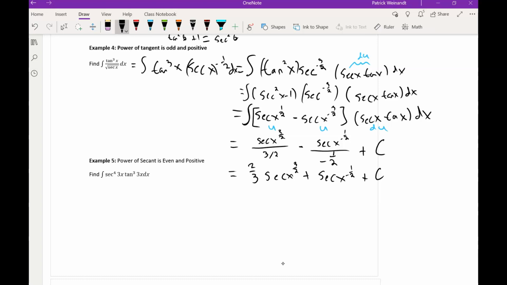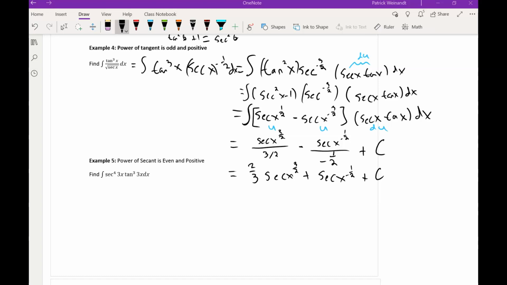Example 5, the power of secant is even and positive. Now, hold on. Why did the book do integration by parts? Give me 1 second. Example 5, I'm going to leave for you to work out on your own.